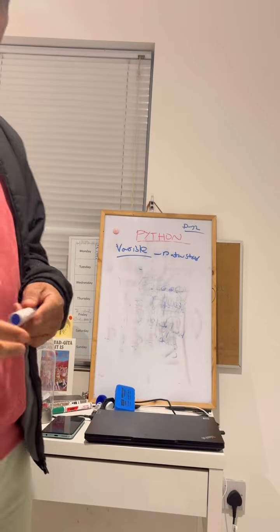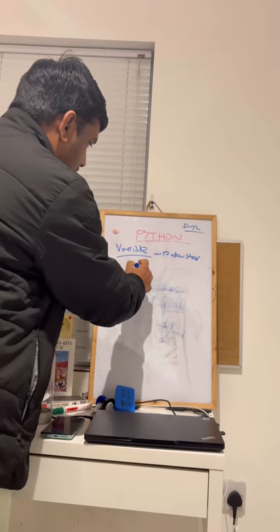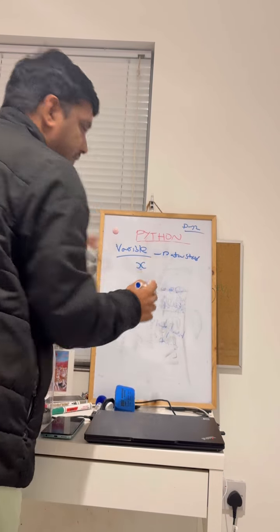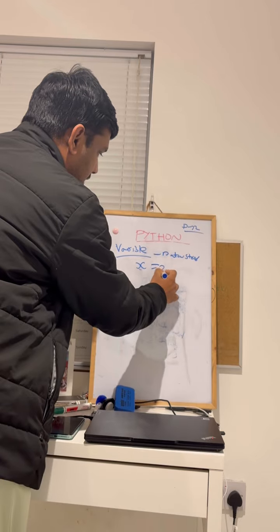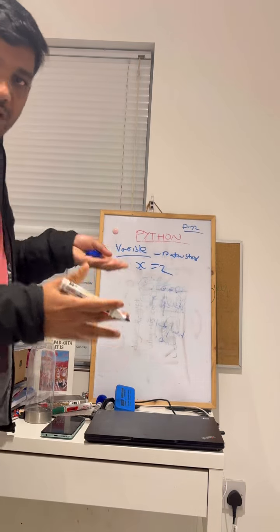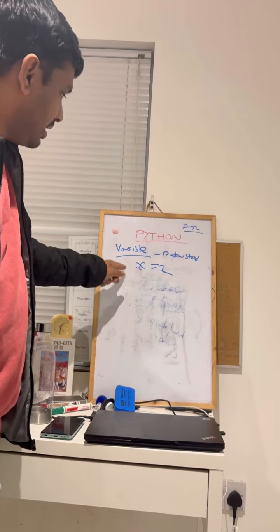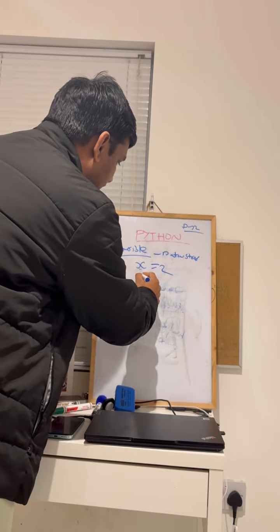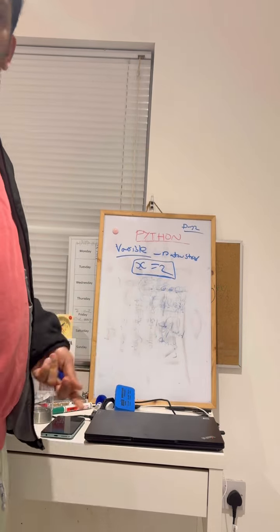For example, I want to create a variable with the name x, and for this x variable, I give the value 2. That's it. Before the x, we don't mention anything. We don't mention var. We don't need to mention the dollar. Just if we give x equal to, immediately the variable is created.